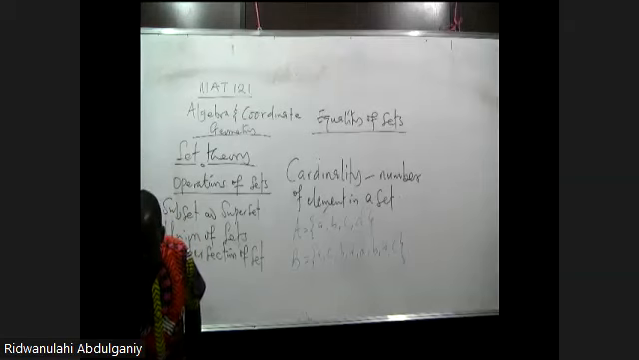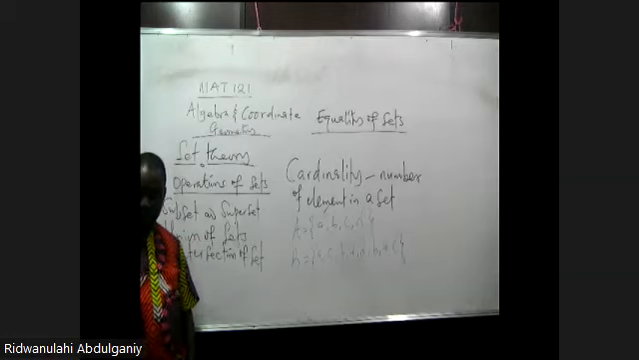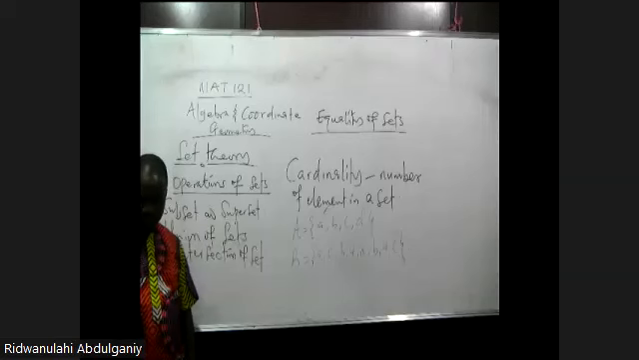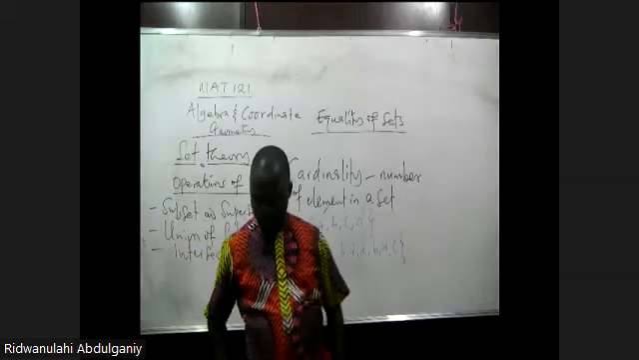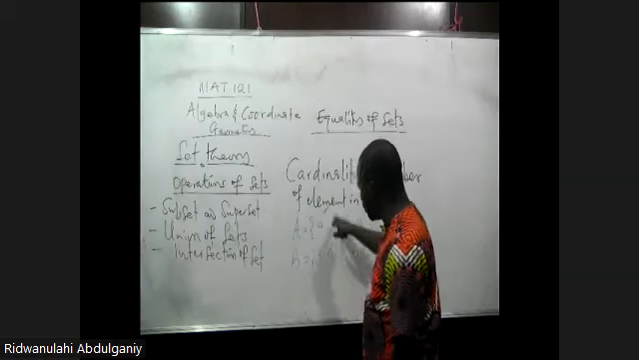Before I make a conclusion, Anthony, kindly unmute yourself, please. Yes, sir. Good evening, sir. Good evening. I just wanted to give my own opinion here. Go ahead, please. Set A and B can be equal because the elements of set A are the same elements in set B. You are 100% correct. These two sets are the same.